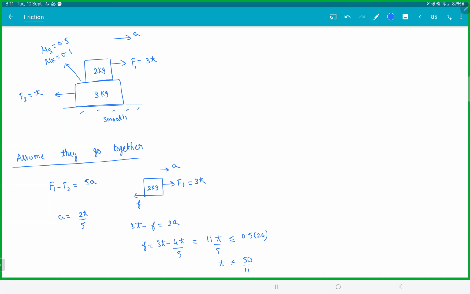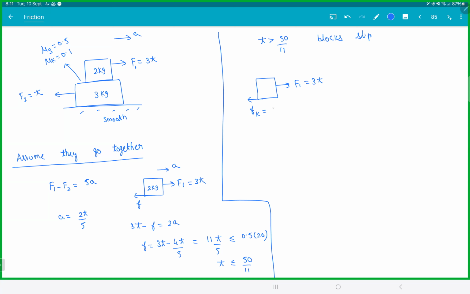Clear? Then for t greater than 50 by 11, the blocks slip. Now, if you're slipping, then we draw the FBD separately. F1 is 3t, but be careful, this friction becomes kinetic friction now. That is 0.1 into 20, so 2 newtons. And this is acceleration A1. So A1 would be 3t minus 2 by 2, that is 3 by 2t minus 1.